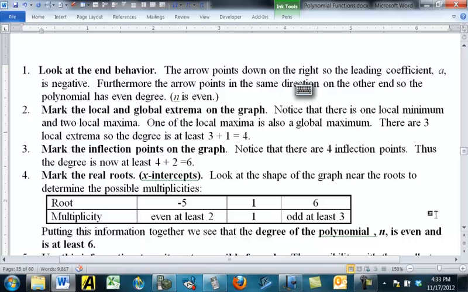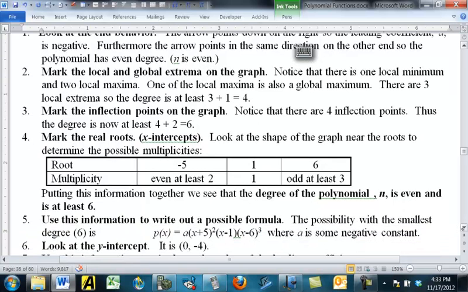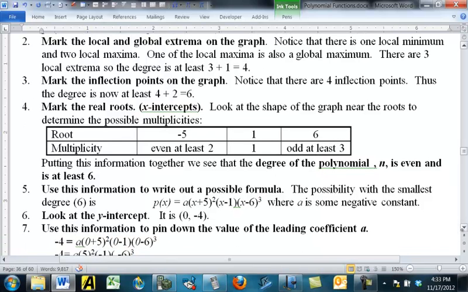So those are the roots and the multiplicities that we said. Now let's put all this together. n is even and at least 6. So let's write out a possible formula. Let's see if we can make one with degree 6. It has some leading coefficient a, which by the way we know is negative because the right side is pointed down. And then we have (x plus 5) to the second, (x minus 1) to the first, (x minus 6) to the third.